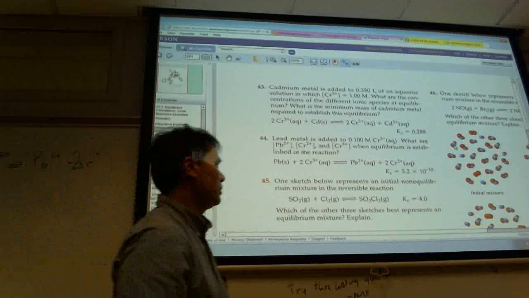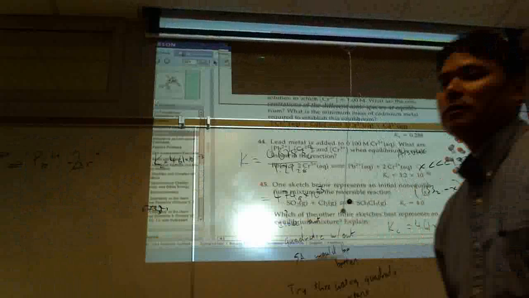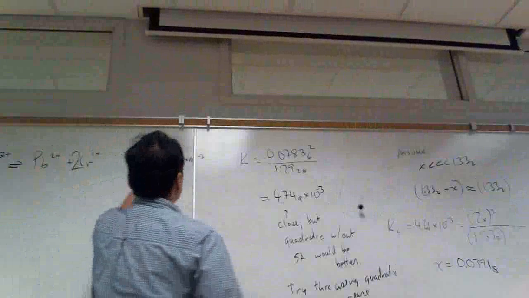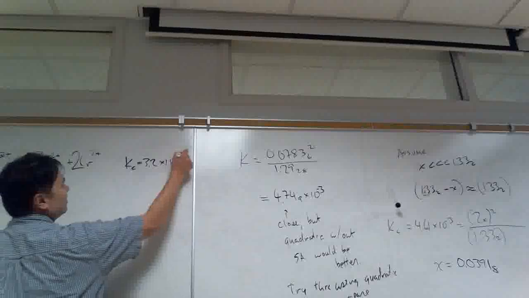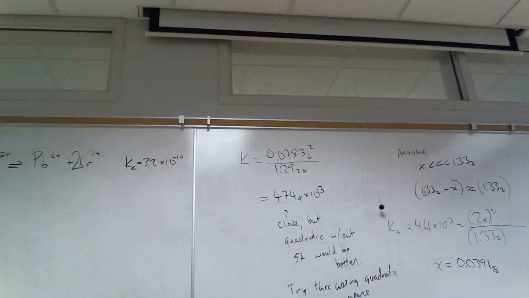And so let's go ahead and complete this table. 3.2 times 10 to the minus 10. So Kc 3.2 times 10 to the minus 10 clearly favors the reactant side. And so how much lead do I have? Initially they gave us 0.100 molar chromium, and then they said lead metal is added to that solution. And so how much lead should I put in? They said lead metal is added to the solution.